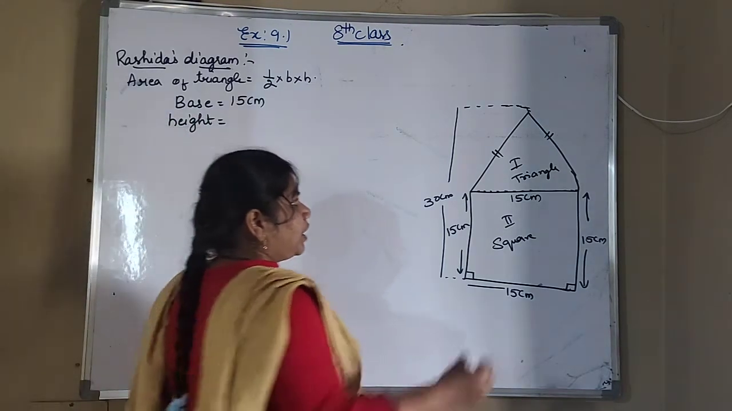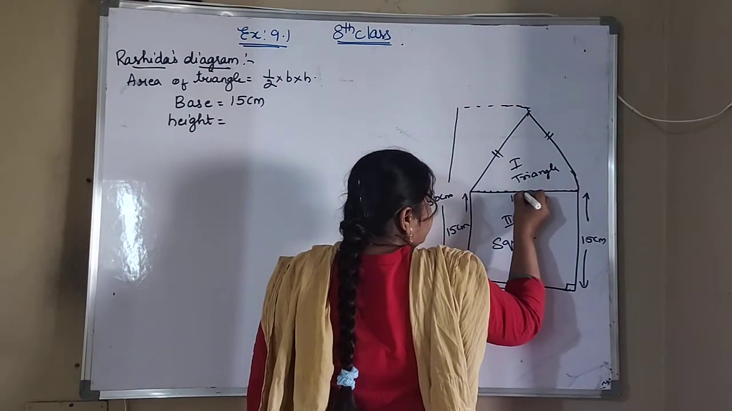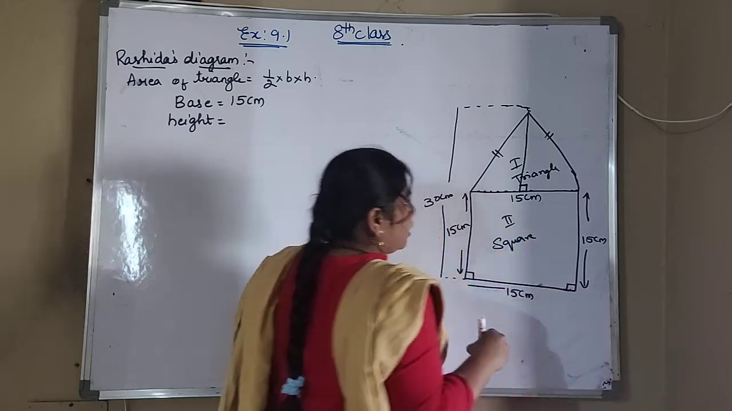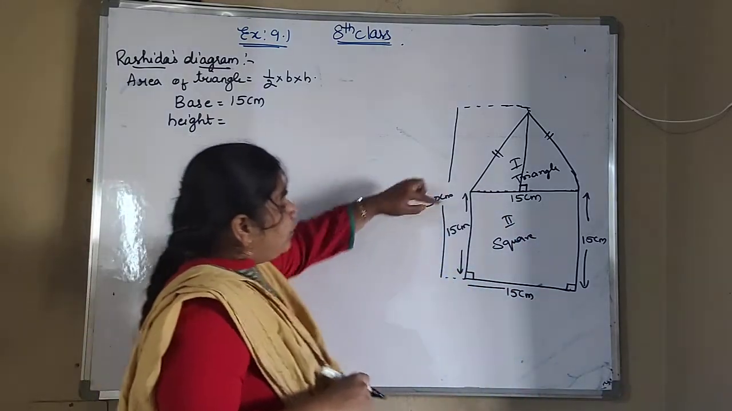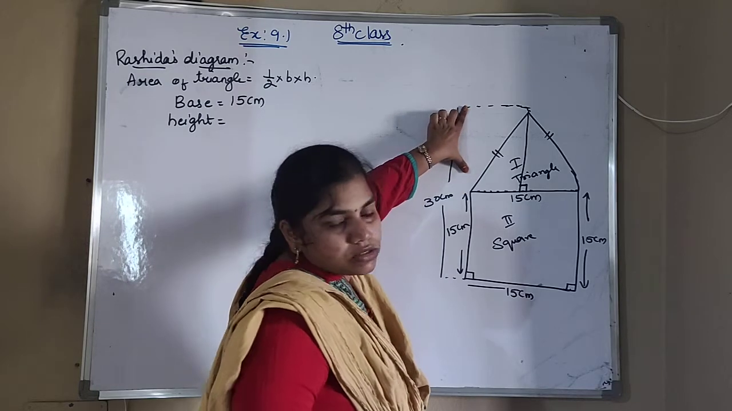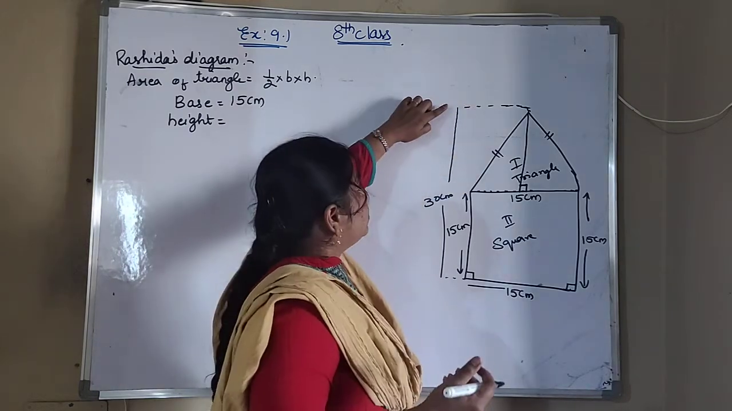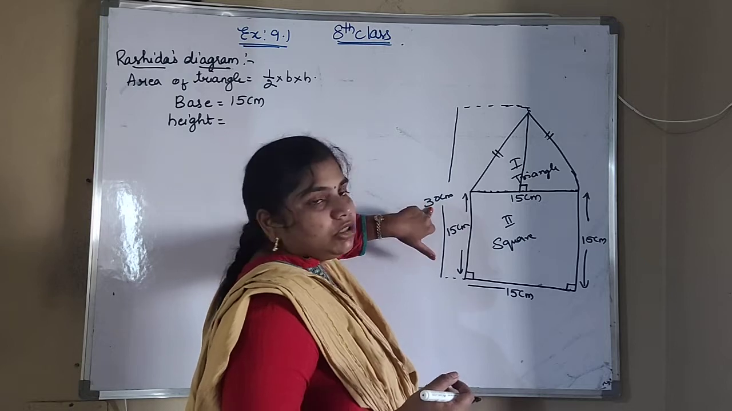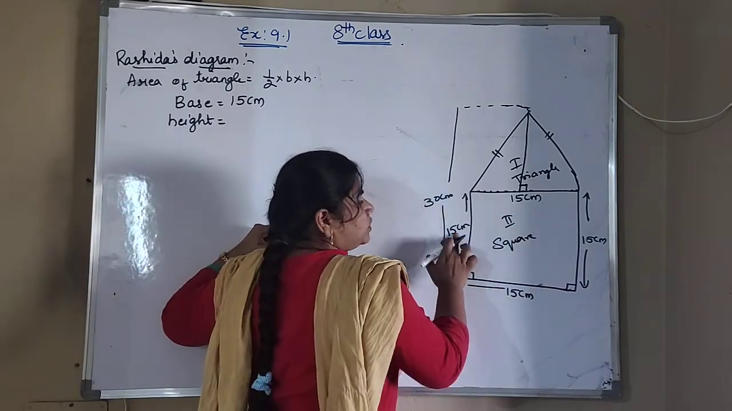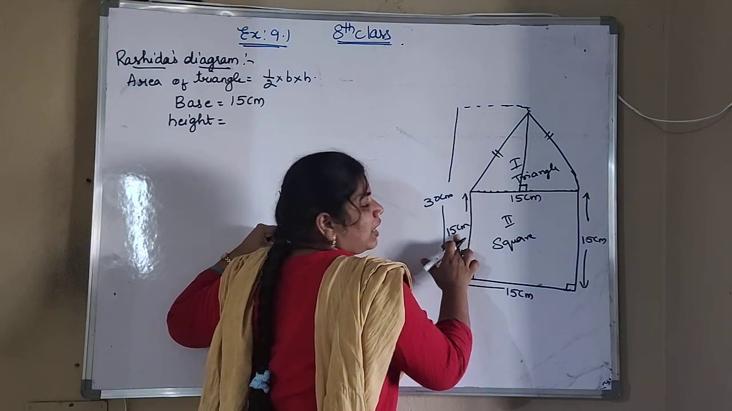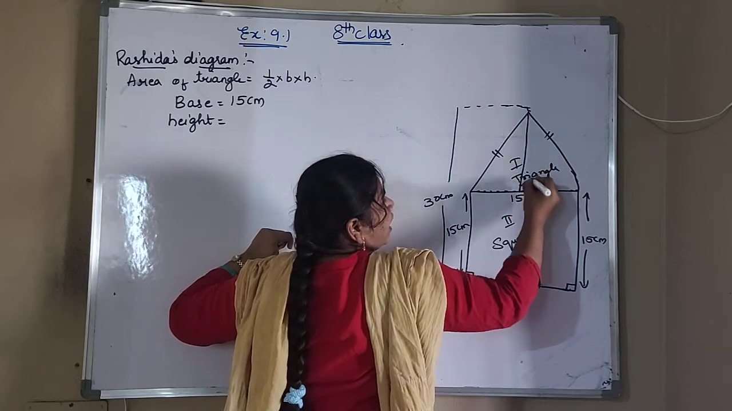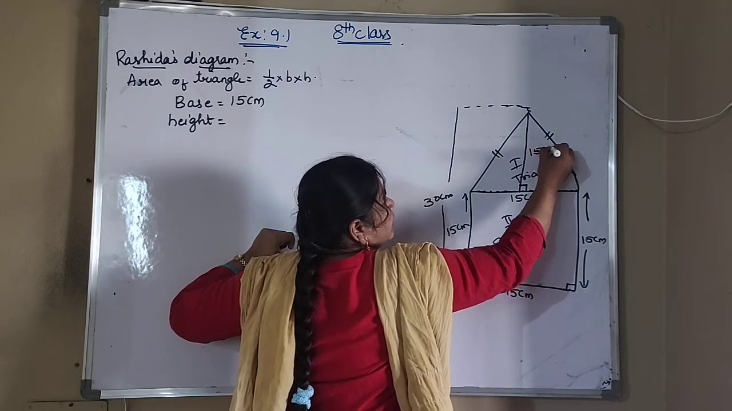Now we have to find the height. What is the height of the triangle? This part to this part is called the height of the triangle. Here it is forming a perpendicular line. From here to here it is 15, so from here to here it will also be 15, because the total length they told is 30 centimeters. 30 minus 15 is equal to 15. So the height of the triangle is 15 centimeters.